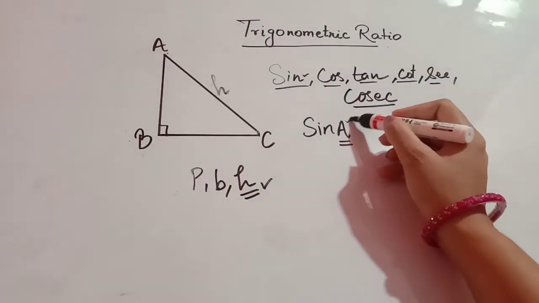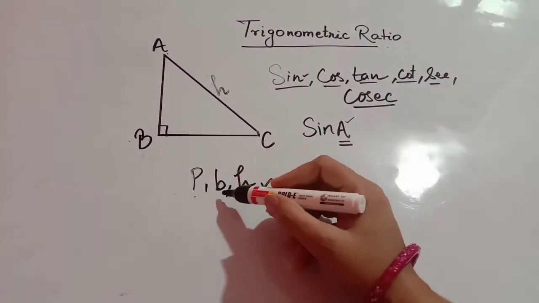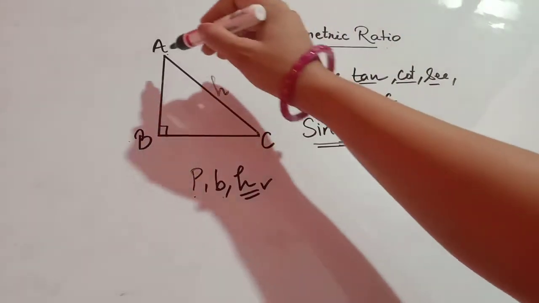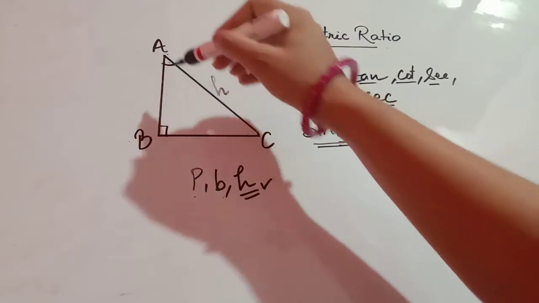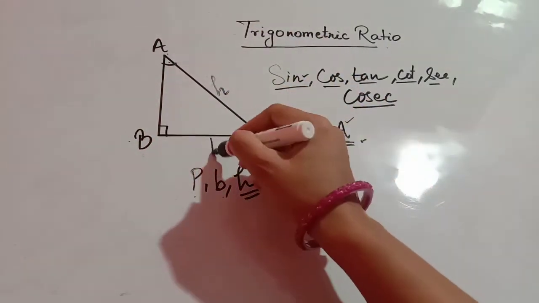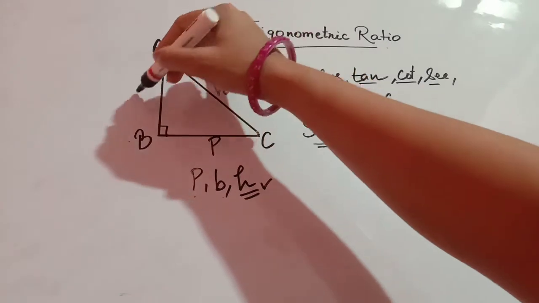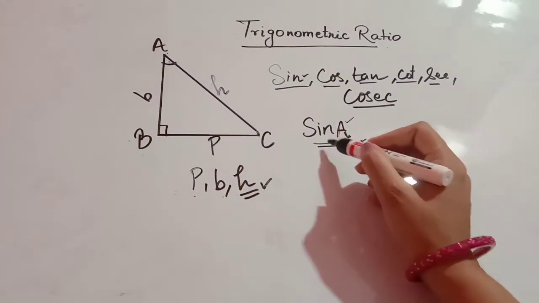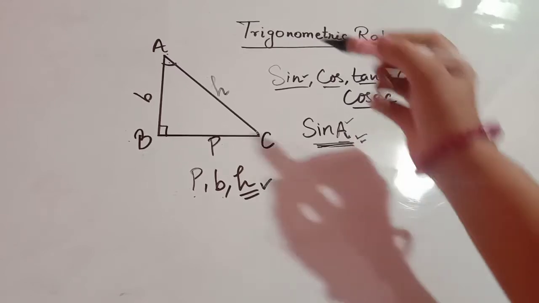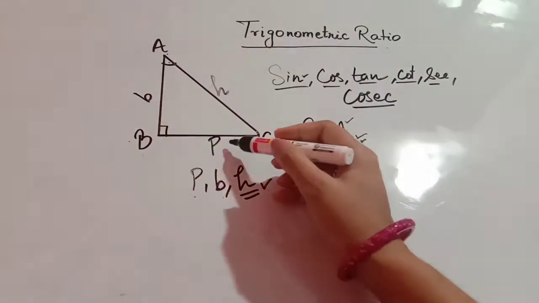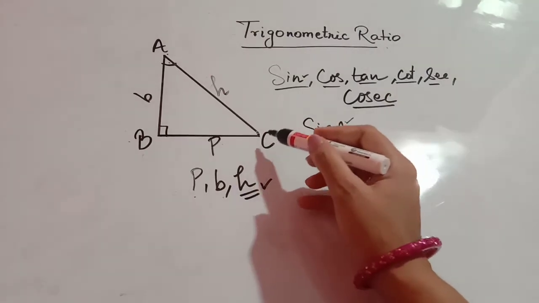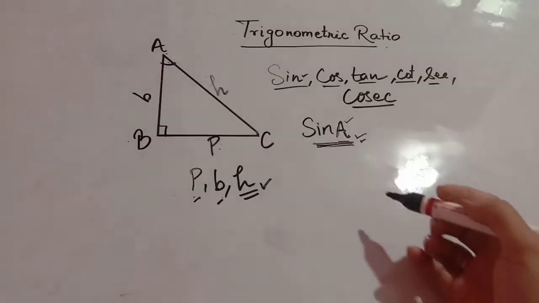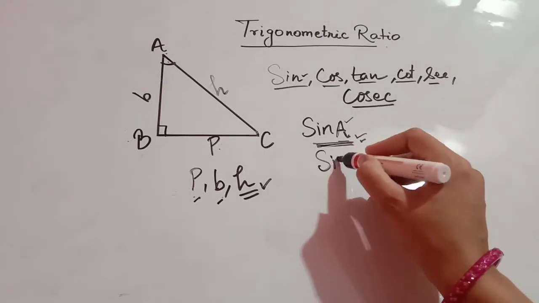But as you change the angle, your perpendicular and base will also change. Suppose sine A, then we are discussing the angle A. In front of that, the side is always perpendicular, then the rest is base. Understand this. Sine A, then we are discussing angle A. So in front of angle A, the side BC we have to consider as perpendicular and AB is base.